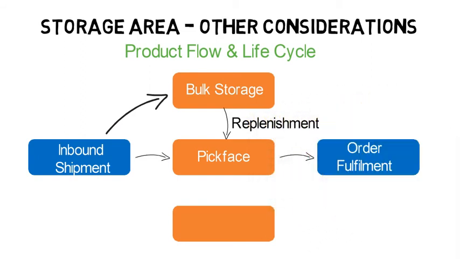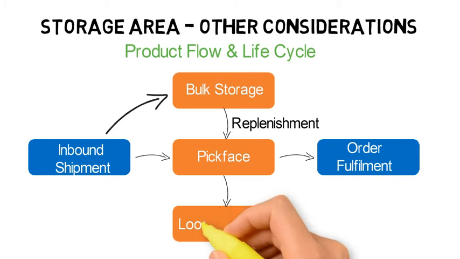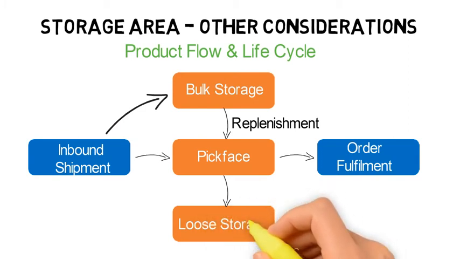To ensure that the pick phase always has sufficient goods for picking, replenishment is an activity that has to be planned for and has to take place regularly. Towards the end of a product's life cycle, there might be only small quantities left and customer demand is reduced. At this point, the product is moved away from the pick phase to a loose storage location, such as a shelving location further away from the pick phase.